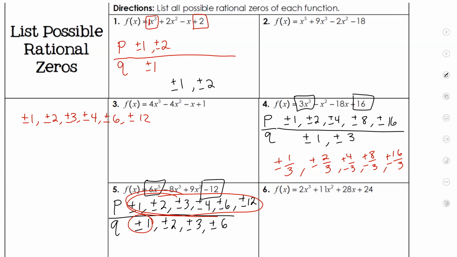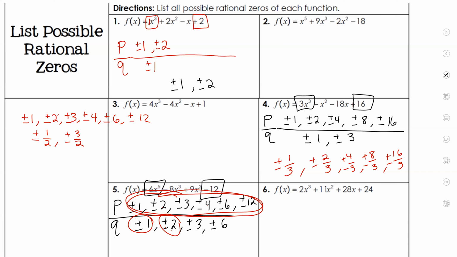All of these over 2. Let's see what that gives me. 1 over 2 is a half. What's 2 over 2? We already have that one. 3 over 2, we don't have that one, so I'm going to add that to my list. 4 over 2 is just 2. I already have that. 6 over 2 is just 3. I already have that. And 12 over 2 is 6. I already have that. Okay, let's move to the next number.